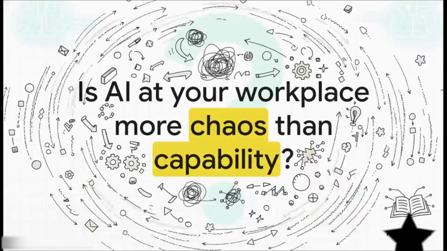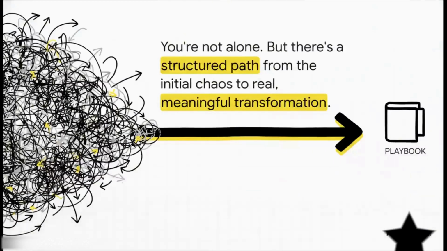So, does this look familiar? AI is suddenly everywhere, right? But inside most companies, it feels, well, chaotic. It's a bunch of random tools, some cool demos, but no real game plan. If that sounds like you, trust me, you're not alone. It's a super common feeling, but here's the good news. The playbook we are digging into today offers a clear, structured path to get you from a state of confusion to actual meaningful transformation.